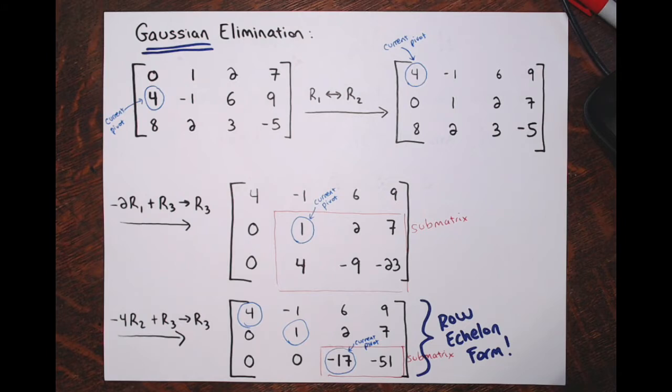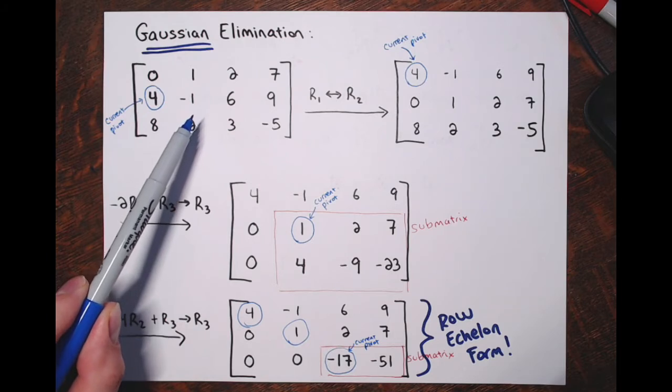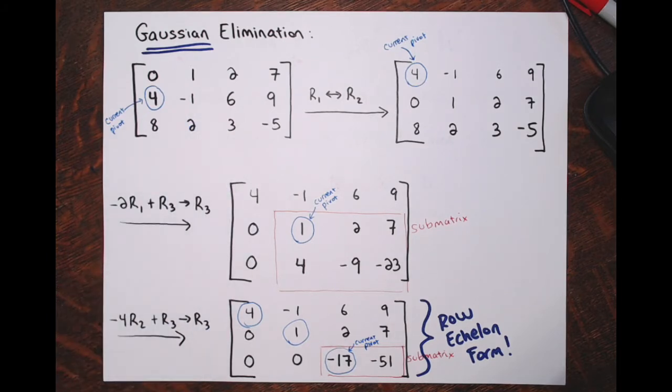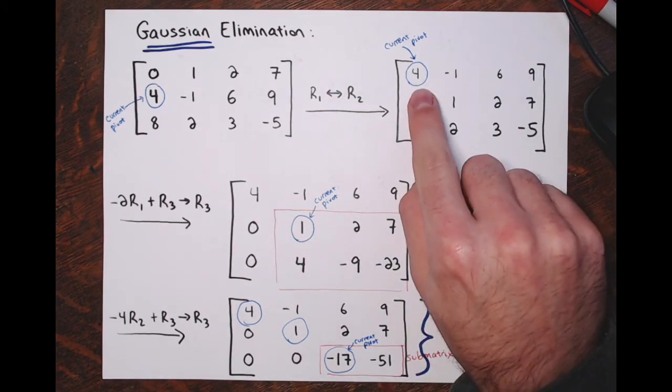All right, and you're going to be doing this quite a bit. Now remember, echelon form is not unique. This isn't the only echelon form I could have gotten starting with this matrix. Remember earlier I said I would rather make all the pivots I come across into one, personally.